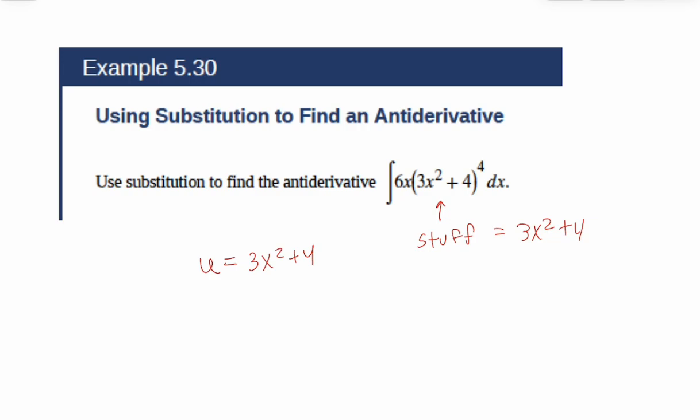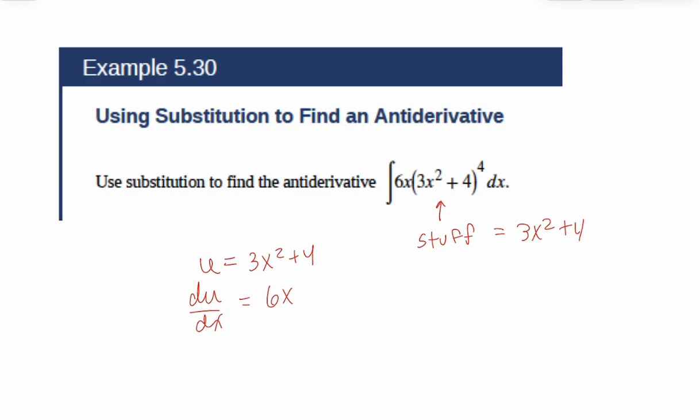Now, we're going to take the derivative of that. The derivative should be living in the problem somewhere, okay? So the derivative of that in terms of x is 6x. Now, we're just talking derivatives. The derivative of 3x squared is 6x. We see a 6x dx in the problem, okay?